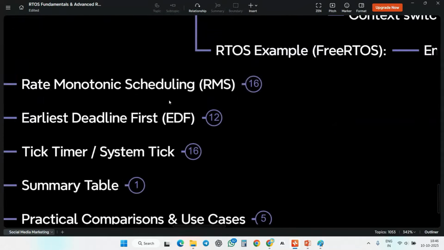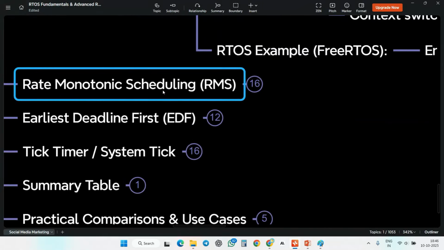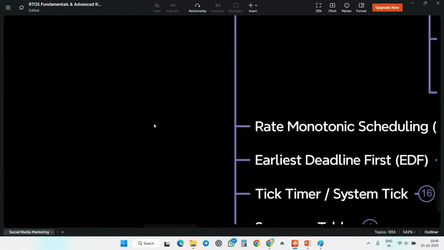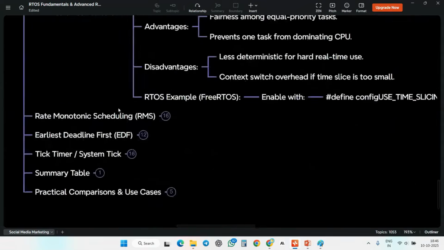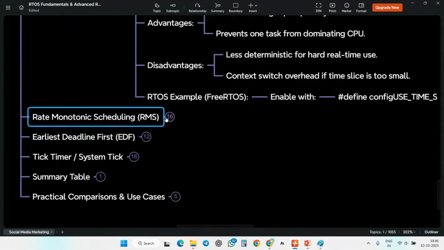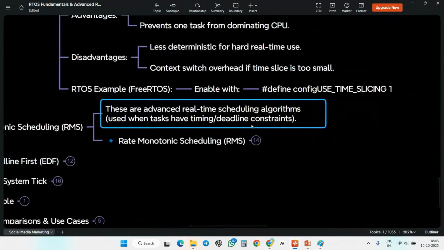Okay, and next we are going to discuss rate monotonic scheduling. We already discussed the overview of everything. Now we are going to discuss this concept in detail. What is meant by rate monotonic scheduling? Rate monotonic scheduling is an advanced real-time scheduling algorithm, because it is completely based on timing and deadlines.